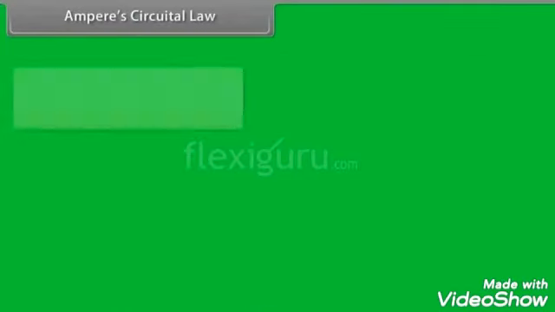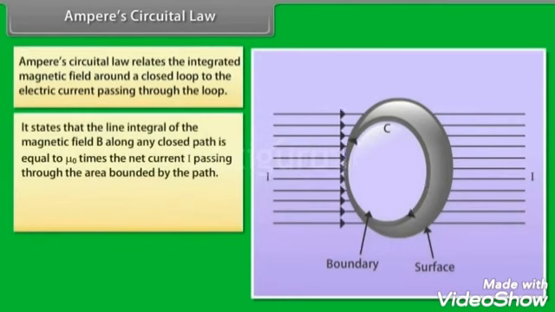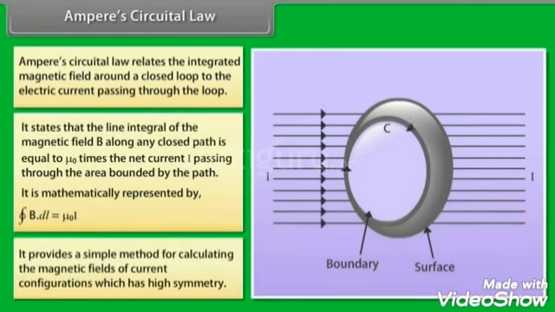Ampere's circuital law. Ampere's circuital law relates the integrated magnetic field around a closed loop to the electric current passing through the loop. It states that the line integral of the magnetic field B along any closed loop is equal to mu naught times the net current I passing through the area bounded by the path. It is mathematically represented by closed integral B dot dl is equal to mu naught I. It provides a simple method for calculating the magnetic fields of current configurations which have high symmetry.